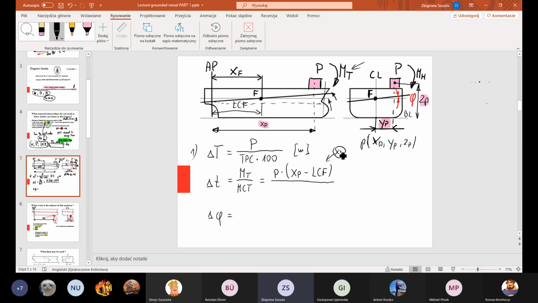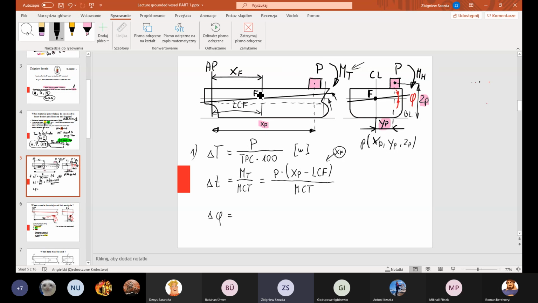I wanted to put XF, yeah, but LCF is used in our hydrostatic table. So this is the reason why I put here LCF. And moment to change trim, MCT. Was it difficult? I hope not. It should be obvious for everybody. This is just repetition, yeah? What we said during last semester.